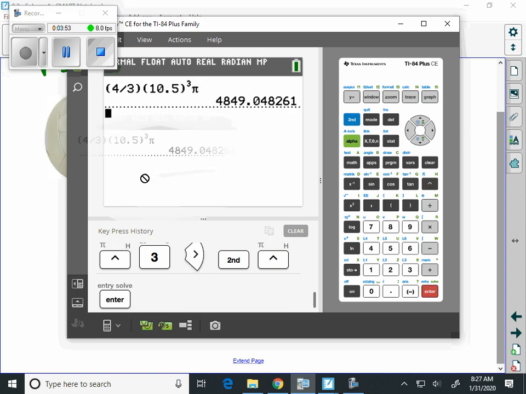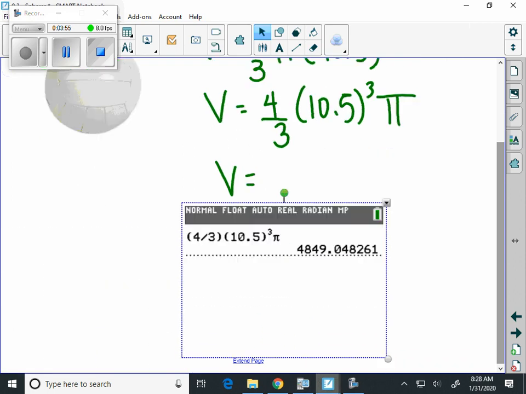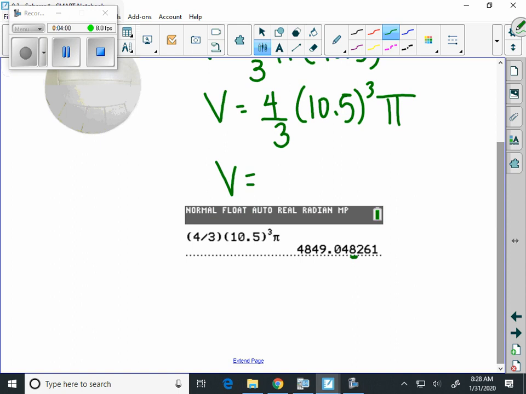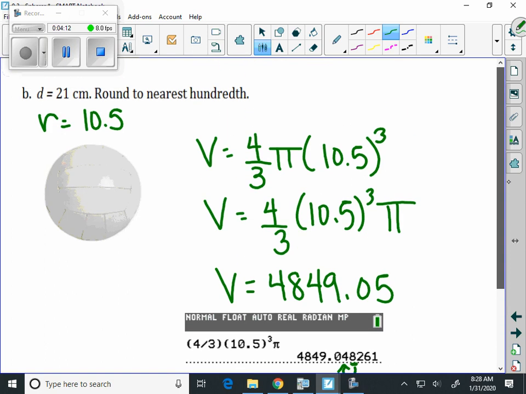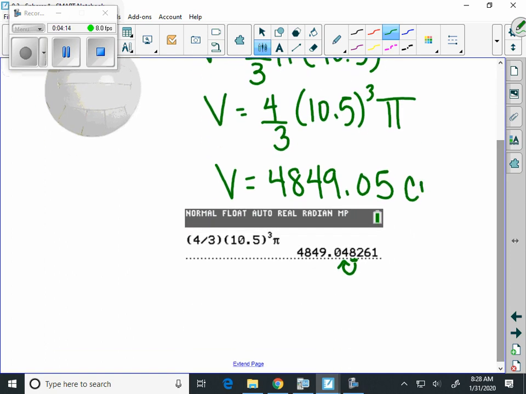And then we'll get our answer that we're going to round to the nearest hundredth. So we're going to look at the 8 to determine what to do to the 4. And since 8 is 5 or higher, we're going to make this 4849.05. Our units on this one are centimeters cubed.